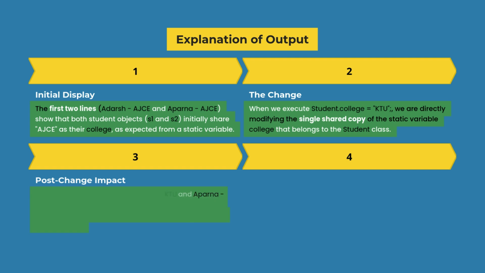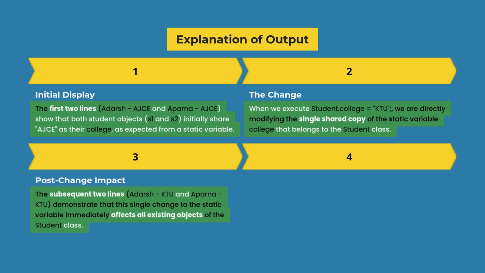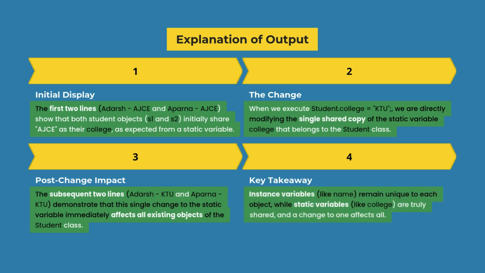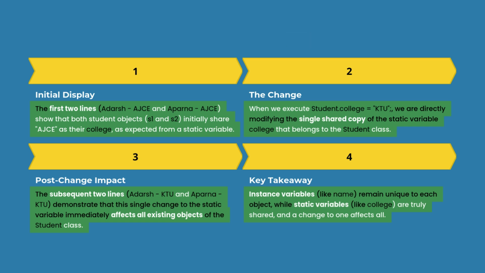Post-change impact. The subsequent two lines demonstrate that this single change to the static variable immediately affects all existing objects of the Student class. Key takeaway: instance variables, like name, remain unique to each object, while static variables, like college, are truly shared, and a change to one affects all.